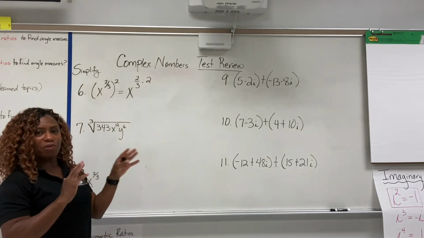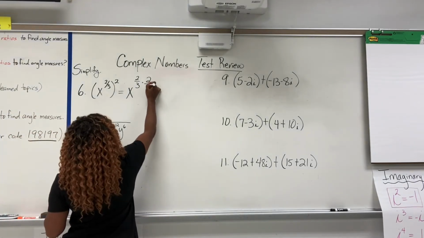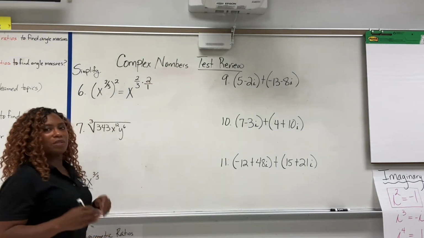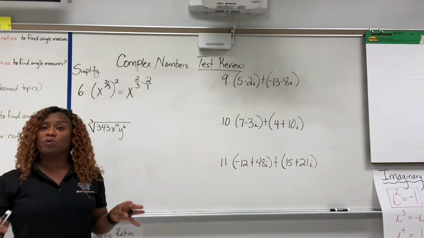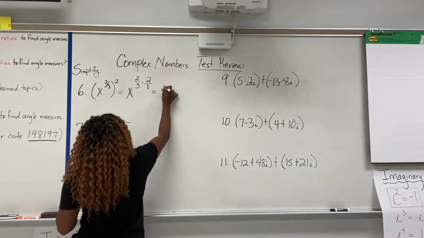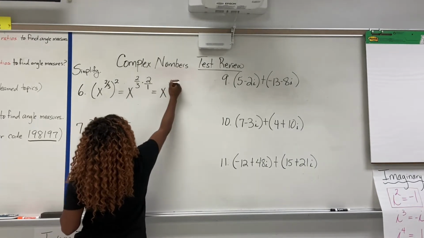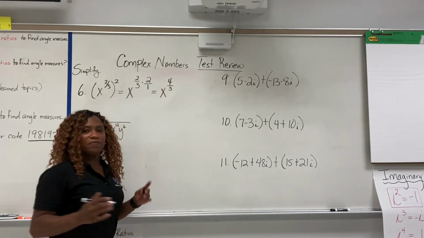Now how do I multiply those fractional exponents? Well, let me make this whole number 2 look like a fraction. How do I do that? I put a 1 under, and then we multiply the numerators and multiply the denominators. So I'm gonna end up with the base x to the 2 times 2 is 4. 3 times 1 is 3, so x to the 4/3.